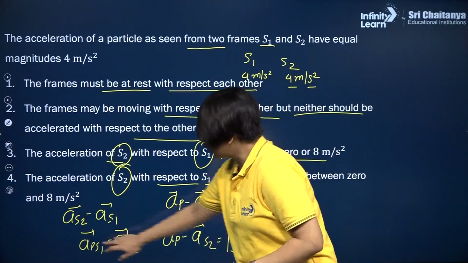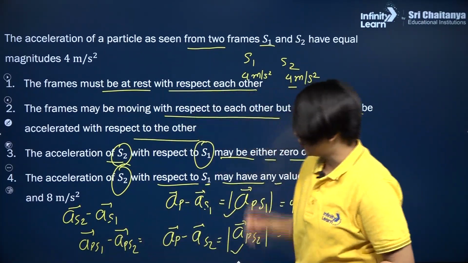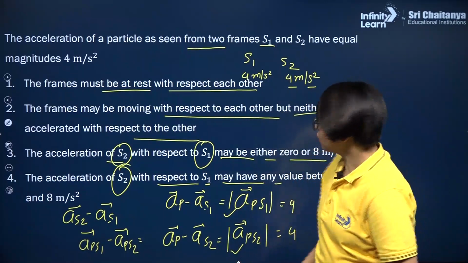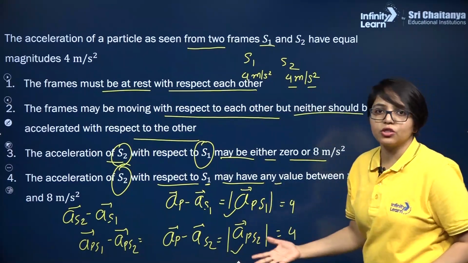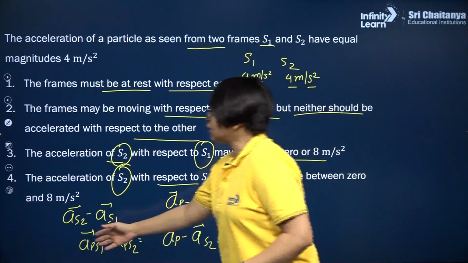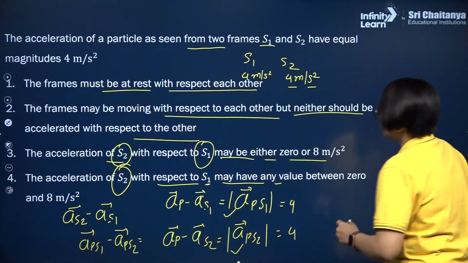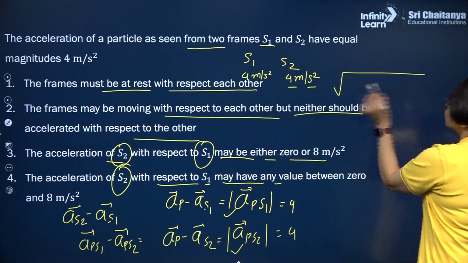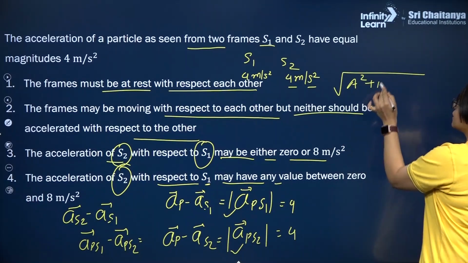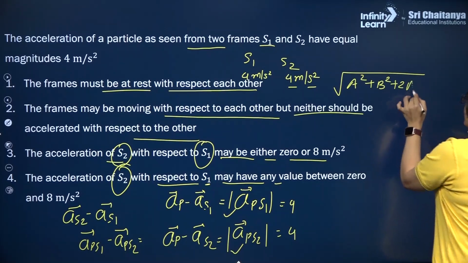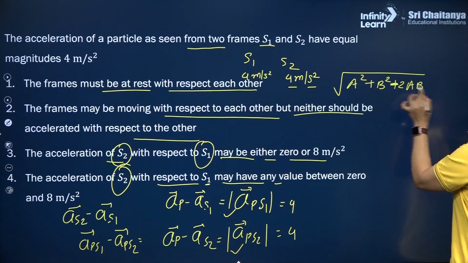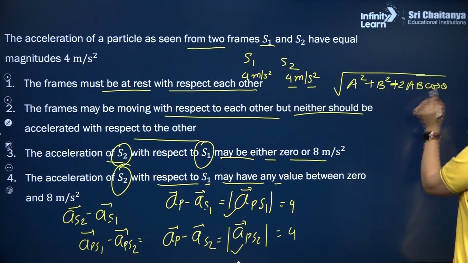Okay. So over here this is vector subtraction. Okay, this is a vector subtraction. You cannot write 4 minus 4 is equal to 0, right? Because we need to take care of the direction also. So if you subtract two vectors, then the vector subtraction has magnitude under root of a square plus b square minus 2ab cos theta, right?